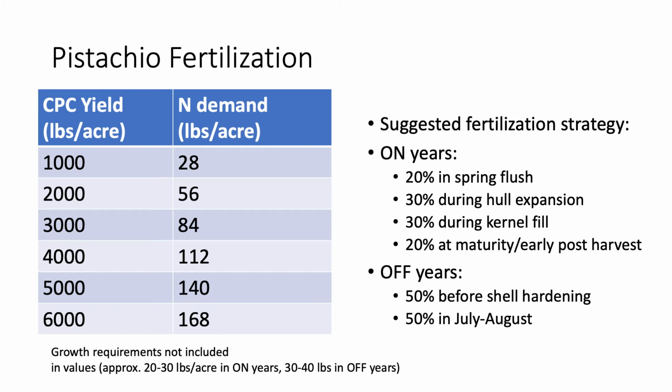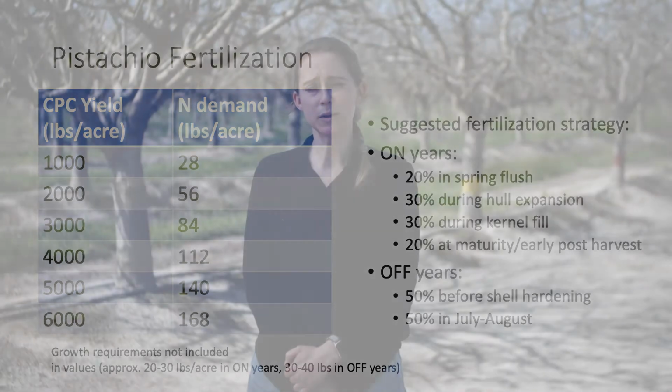In off years, load that nitrogen up a little earlier in the season. You want to get 50% on before shell hardening, and the rest you can apply over July and August. So you can see suggested rates based on yield in the slide. And just note that this does not account for what is needed for vegetative growth. A little bit more is going to be needed in an off year than an on year.